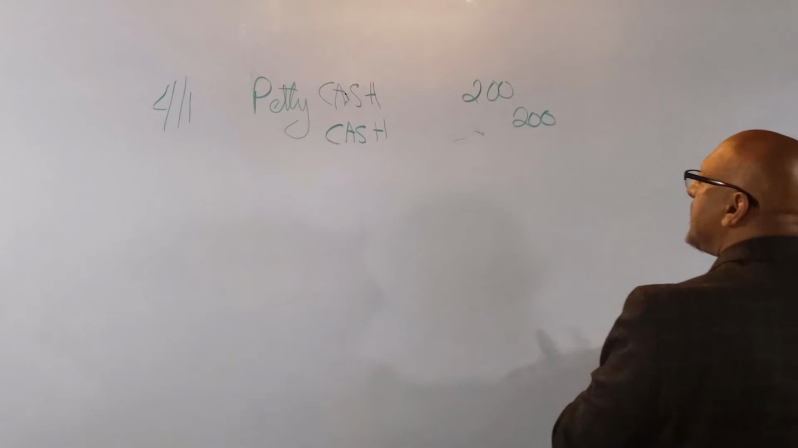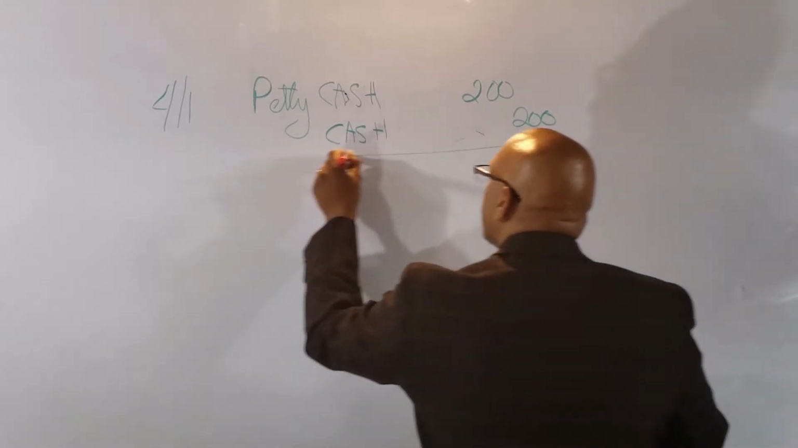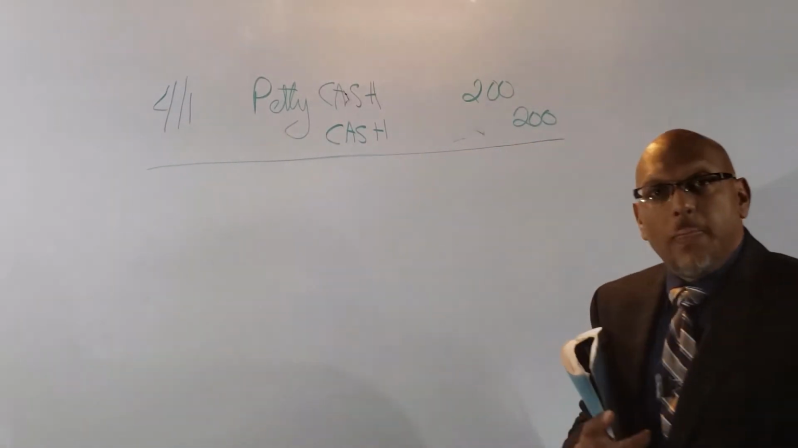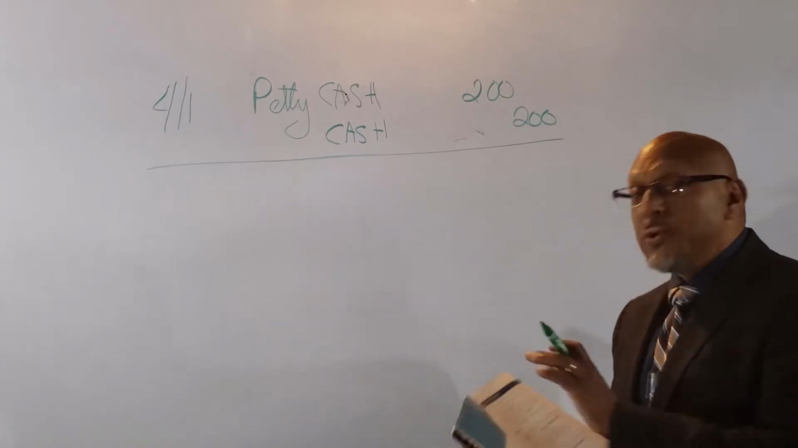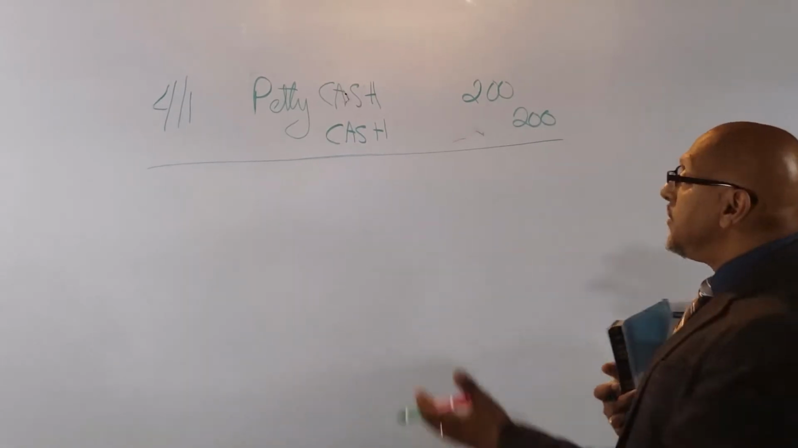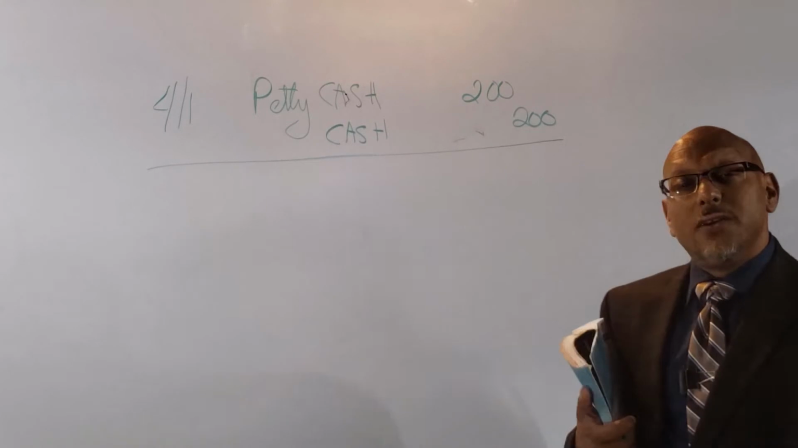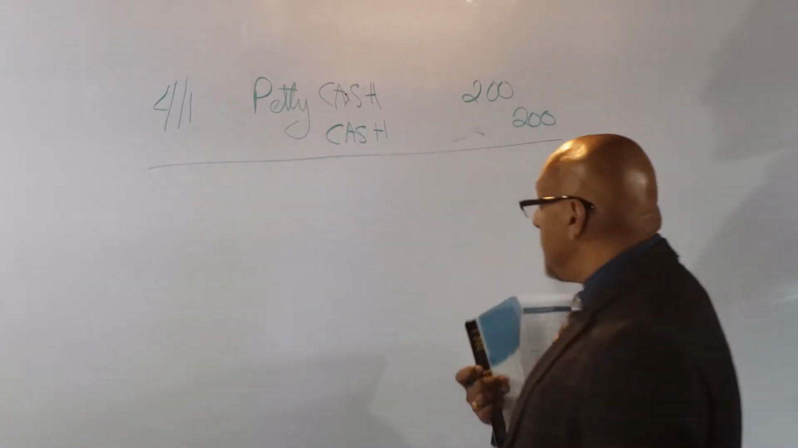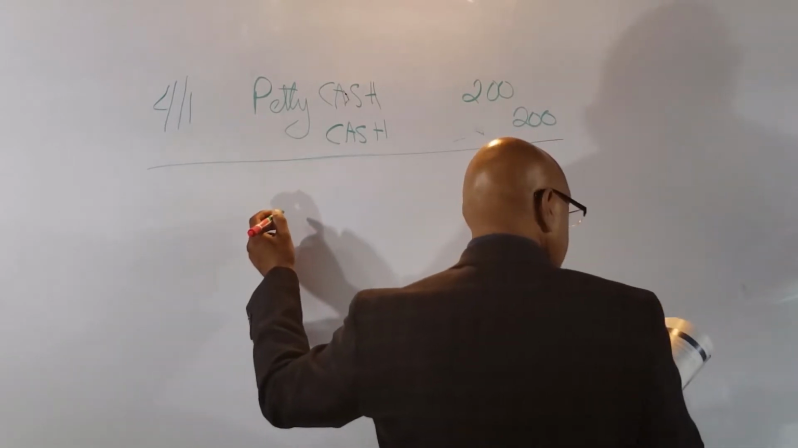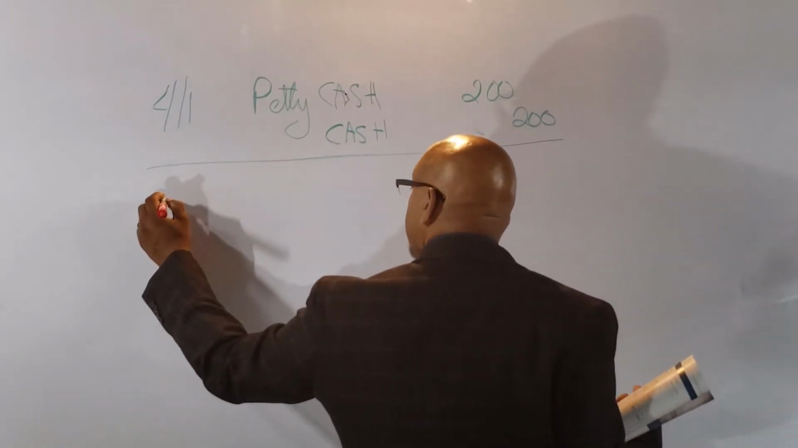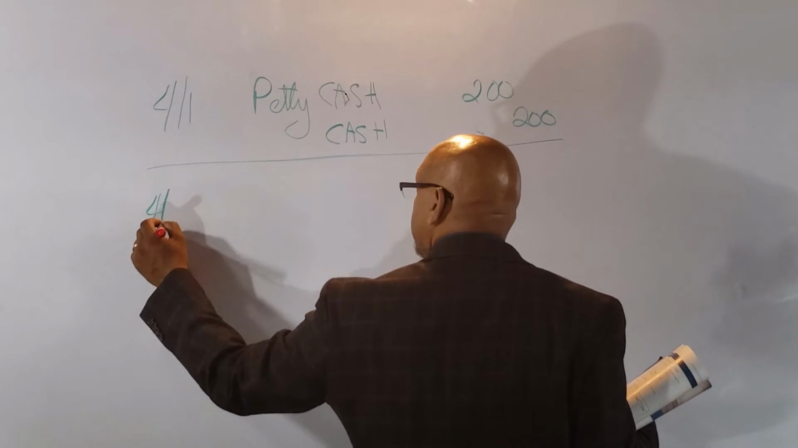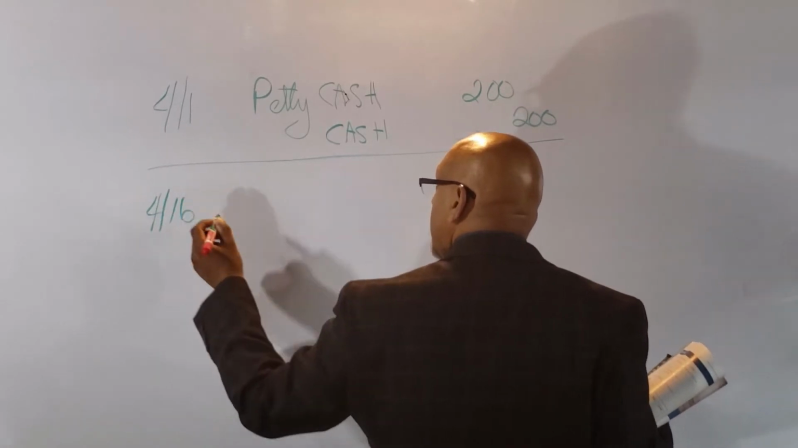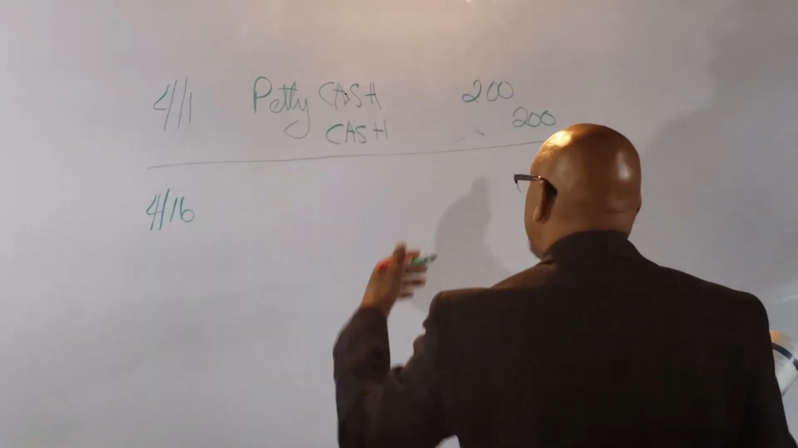And this is how we set it up. On April 16th, the custodian, the one who handles the petty cash, counted all the receipts. So let me mark all the receipts down. We have all the transactions that are going to happen on April 16th. And this is how we're going to replenish this $200.